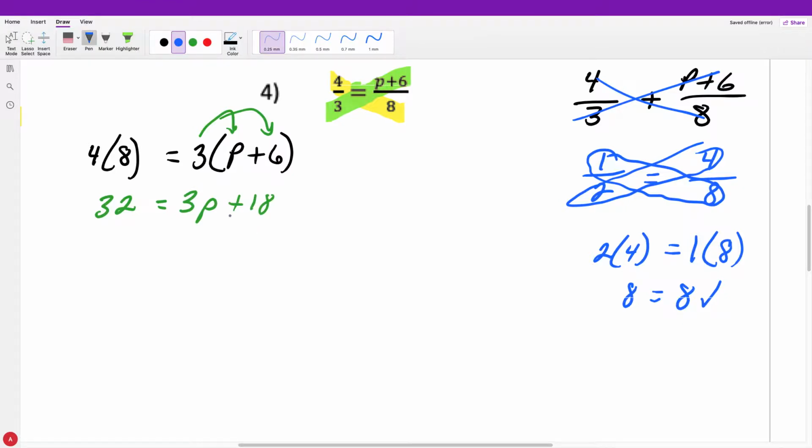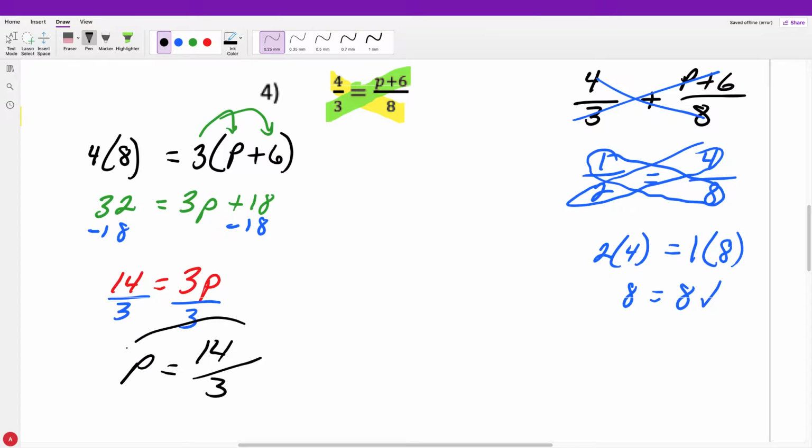And now we're just going to go ahead and solve for a variable. So our variable is already on the right-hand side by itself with no other variable that we need to worry about combining with. So that means I'm going to move my constants to the left-hand side. And 32 minus 18 is 14. So now we're left with 14 is equal to 3 times p. And then I'm going to go ahead and divide each side by 3 to isolate our p. And p is then equal to 14/3. And that would be your final answer.